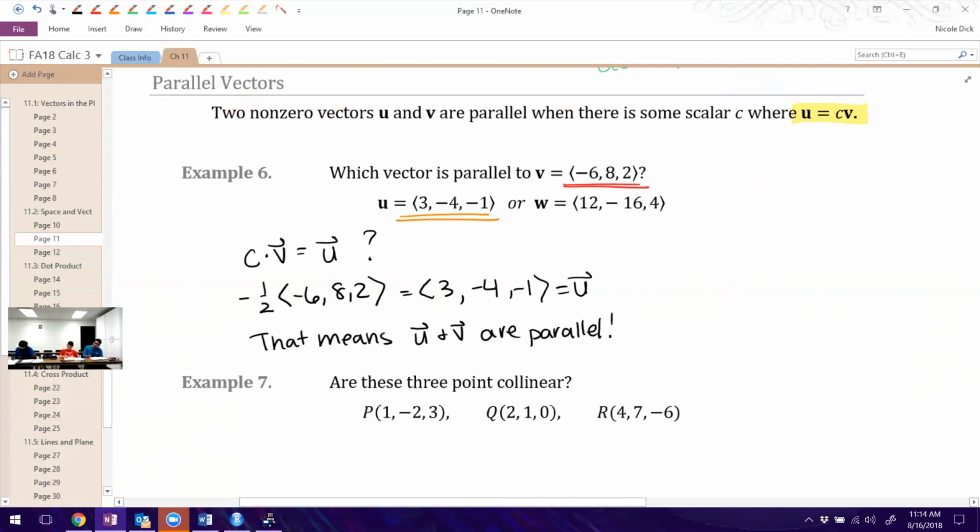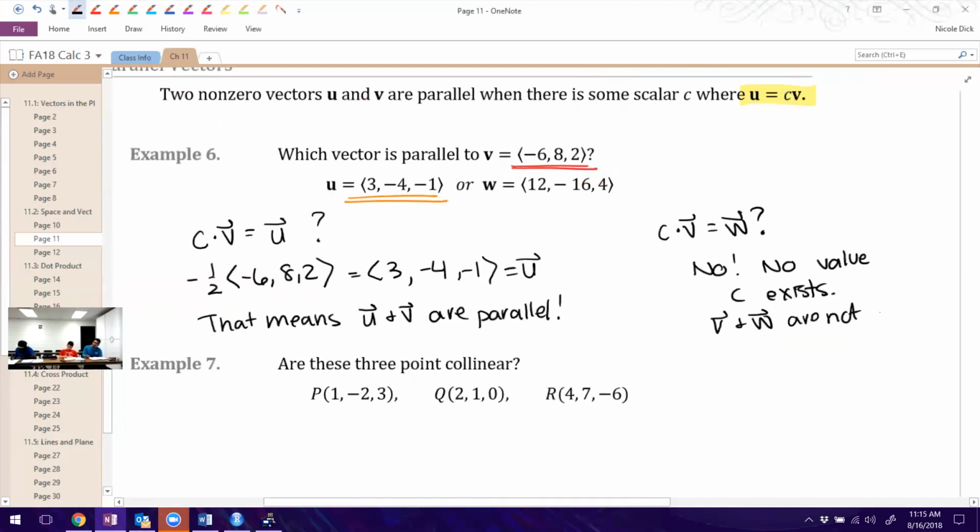So do the same thing for w, just on your own. See if you can think through this and check real quick. Is there something I can multiply v by to get vector w? No. It almost works with a negative 2, but the last term has the wrong sign. So this one does not work out. So no value c exists that makes this true, so u or v and w are not parallel.